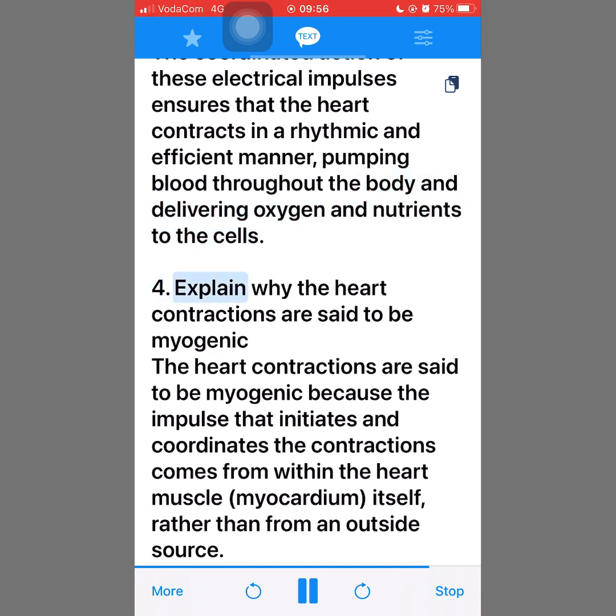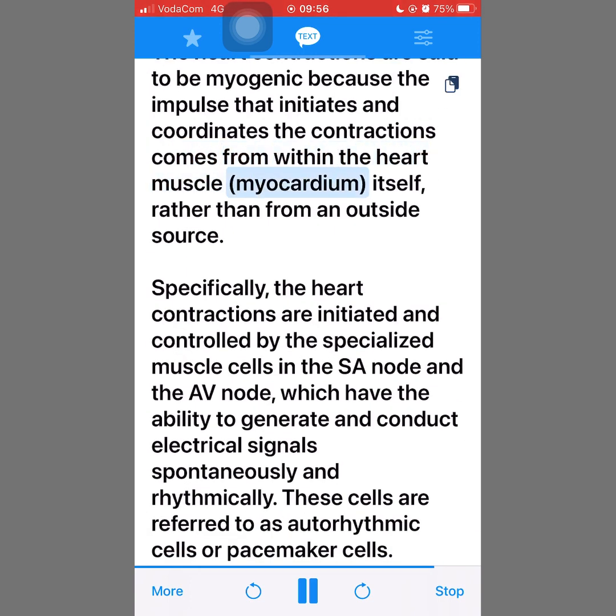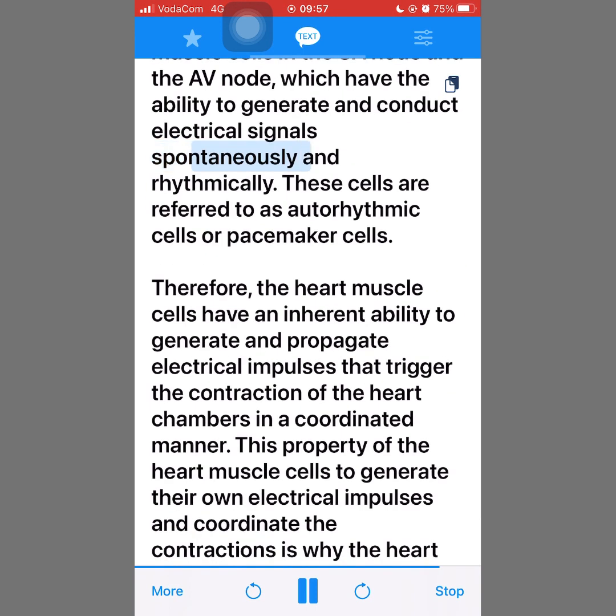4. Explain why the heart contractions are said to be myogenic. The heart contractions are said to be myogenic because the impulse that initiates and coordinates the contractions comes from within the heart muscle, myocardium, itself, rather than from an outside source. Specifically, the heart contractions are initiated and controlled by the specialized muscle cells in the SA node and the AV node, which have the ability to generate and conduct electrical signals spontaneously and rhythmically. These cells are referred to as autorhythmic cells or pacemaker cells.